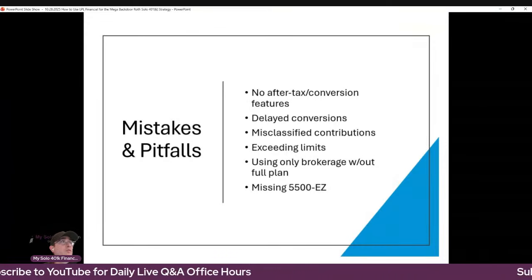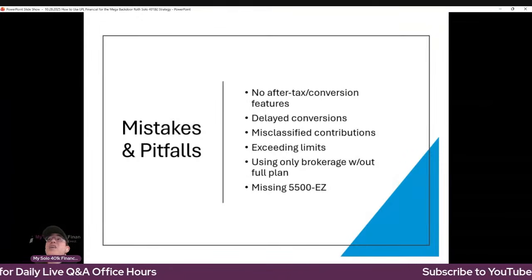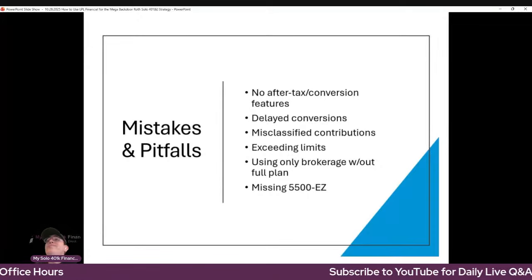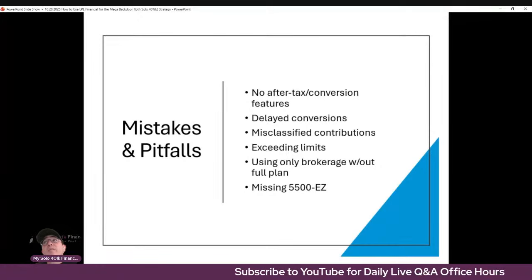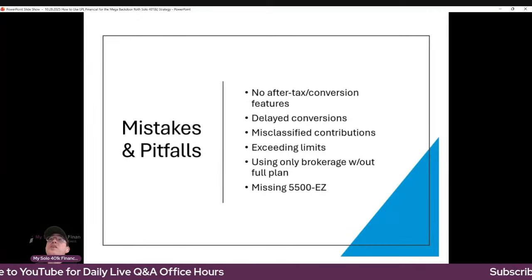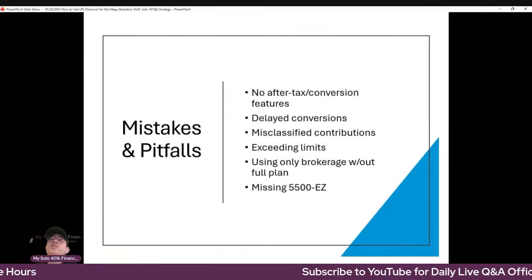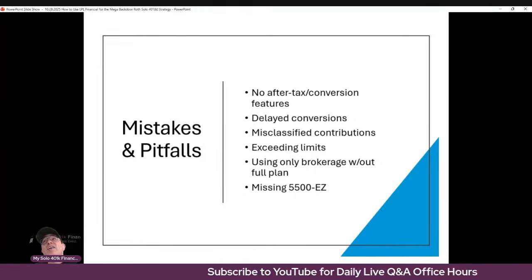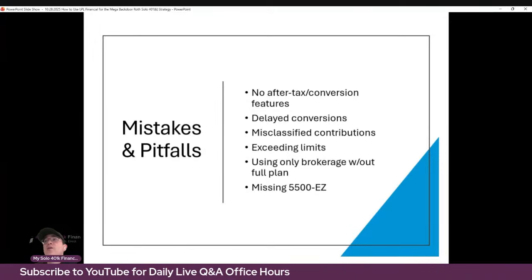So some common mistakes and pitfalls: not having a plan that allows for the Mega Backdoor Roth Solo 401k contributions, delaying the conversions, right? So that income is accruing inside that after-tax account, gains are accruing inside that after-tax account. In that case, those gains would be taxable at the time of the conversion.